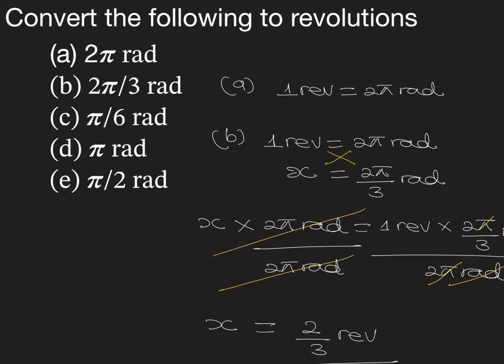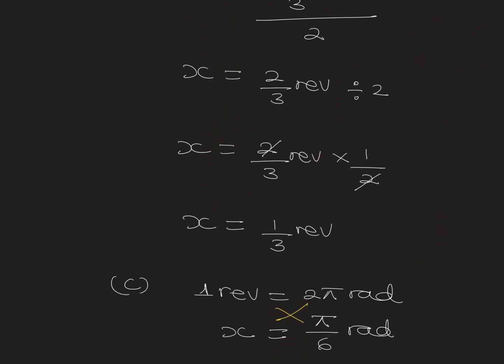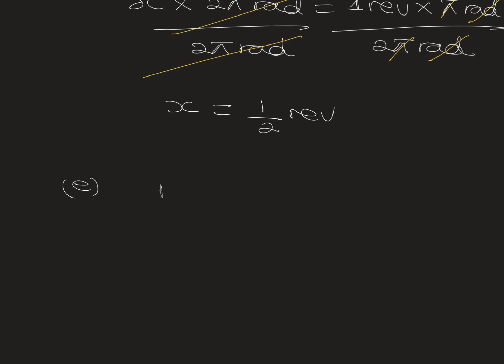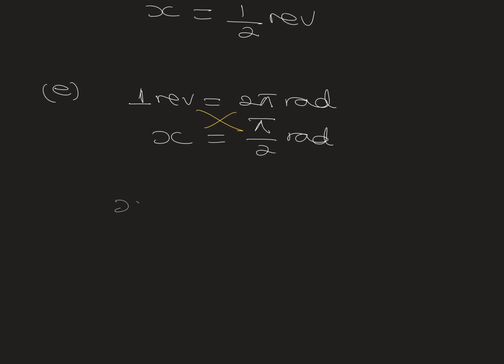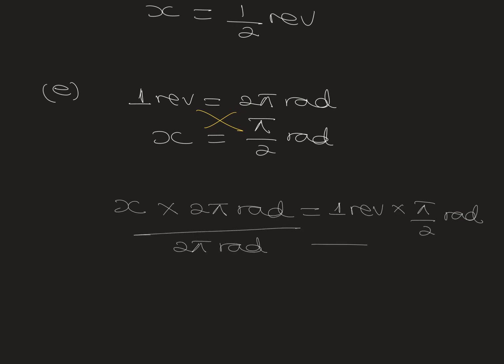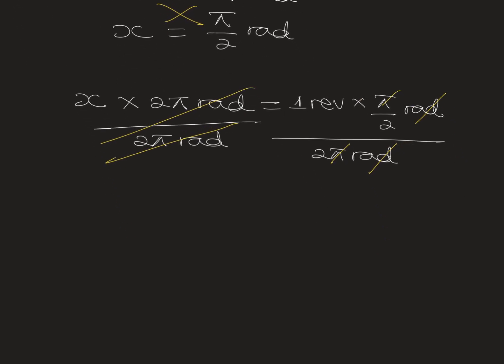And E is pi over 2 radians. E, if 1 revolution is equal to 2 pi radians, so what is pi over 2 radians? That is equal to x. We cross multiply. That will be x times 2 pi radians is equal to 1 revolution times pi over 2 radians. So to find x, we divide both sides by 2 pi radians. This will cancel this. Pi cancels pi, radian cancels radian. So what are we going to have?